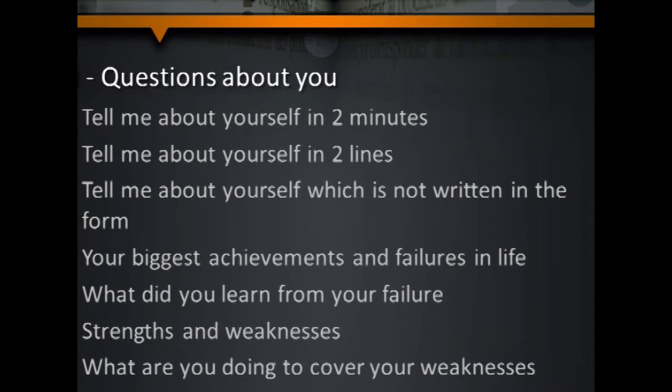Then they might even ask, tell me about yourself in two lines, which is pretty common if they are very much irritated. They will be taking interviews right from the morning to the evening with some breaks, but they might get tired if you are the last one in the line. Maybe they might just ask you to explain yourself in two lines. So be prepared for that.